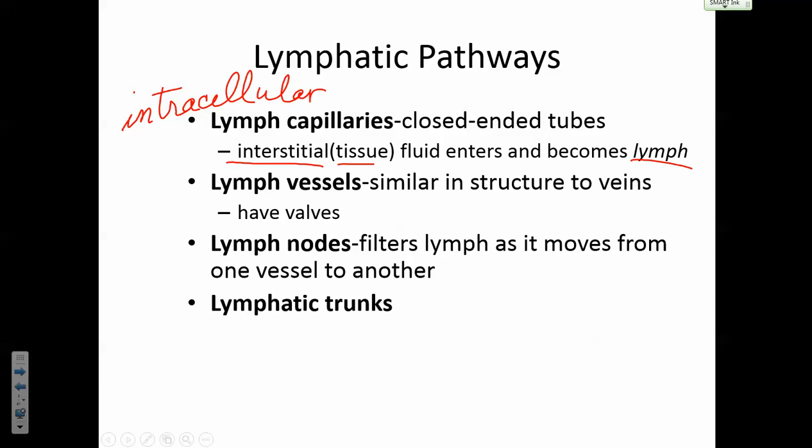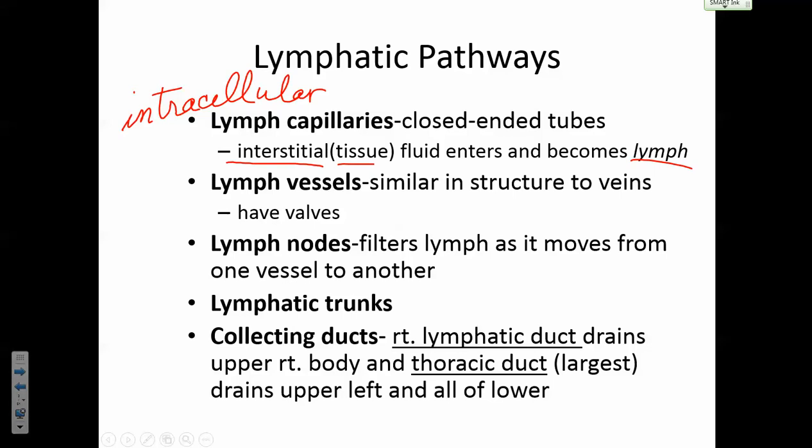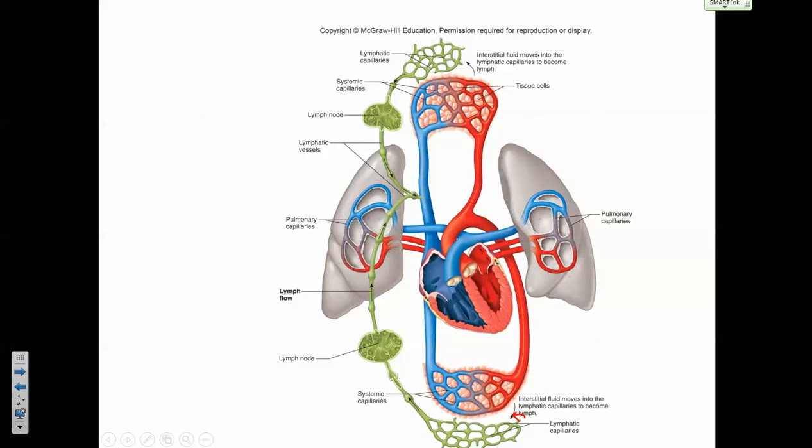Ultimately, it flows into fairly large lymph vessels called lymphatic trunks. And then they, in turn, move the lymph into the largest of the lymph vessels. These are the largest right here. They're called collecting ducts. Of the collecting ducts, the thoracic duct is the largest of the two. You have a right lymphatic duct, that's one of your collecting ducts, and then the thoracic duct is the other one. Here you can see just an overview of how the lymphatic system structurally is associated with your blood vessels.